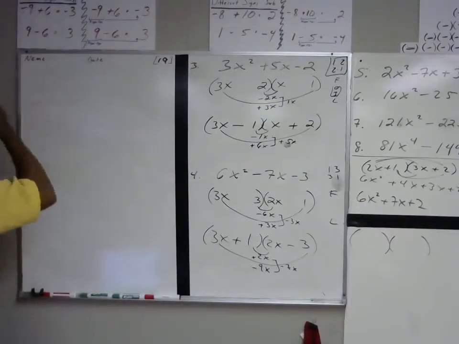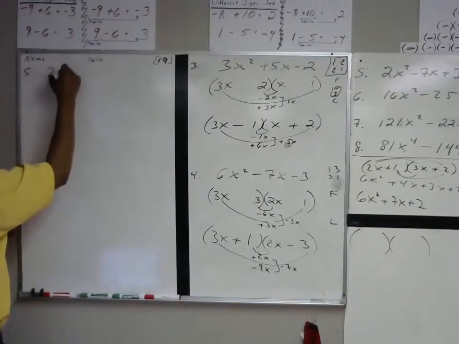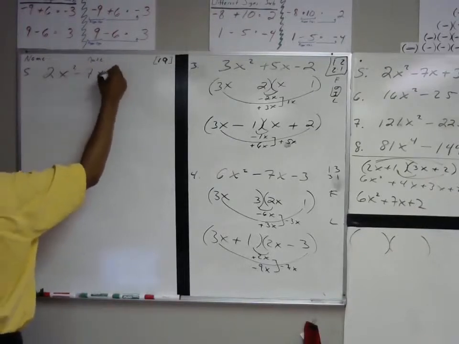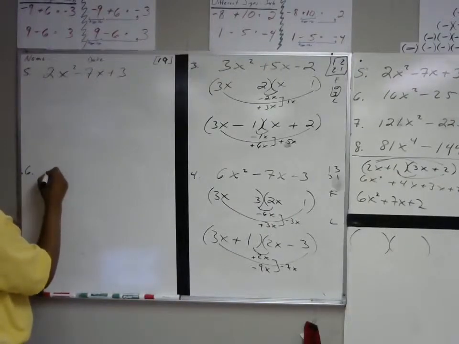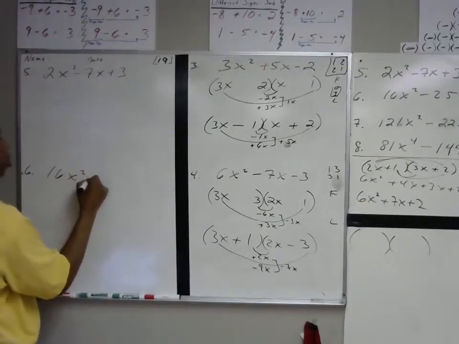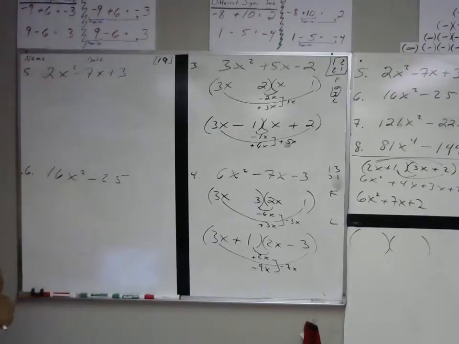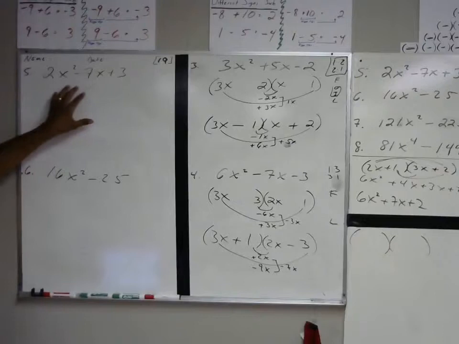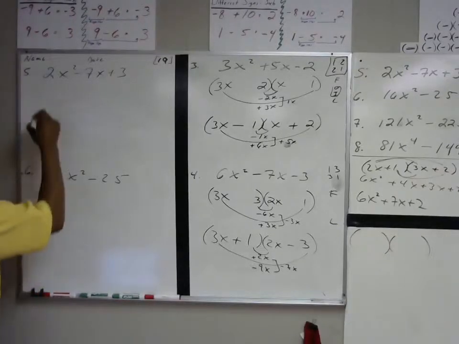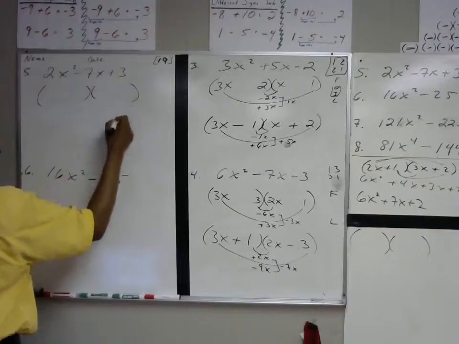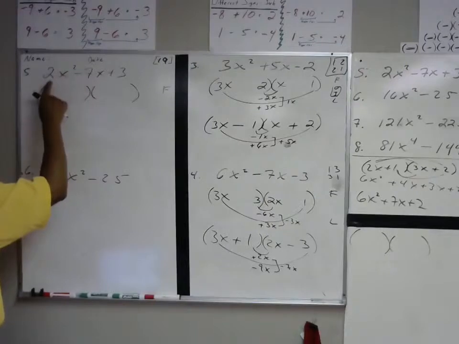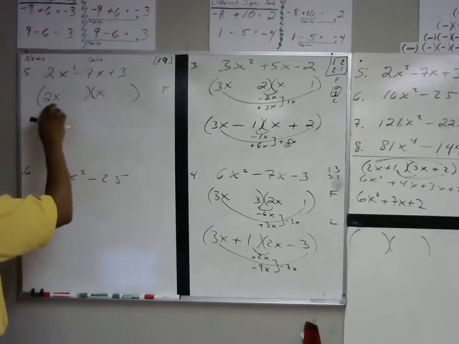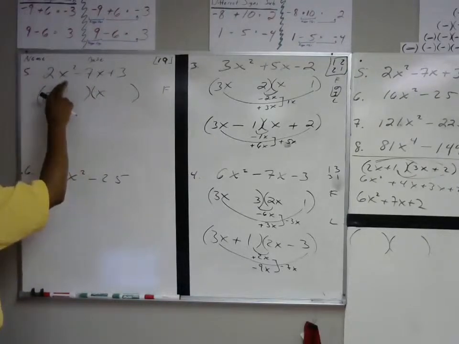Number 5. Again, I want to factor this into 2 binomials. We'll deal with the first term, the 2x squared. That used to be a 2x times x. If I multiply the first terms, I will get 2x squared.